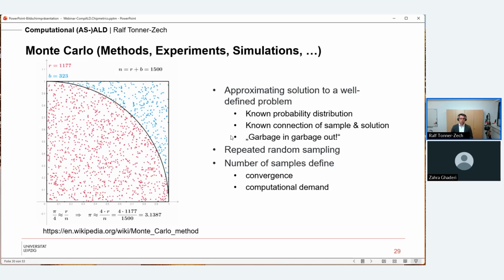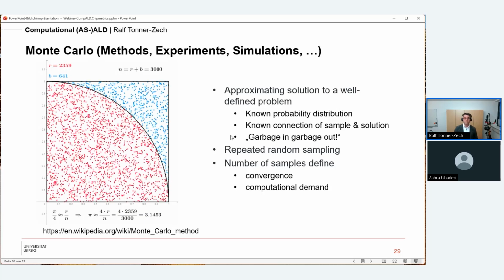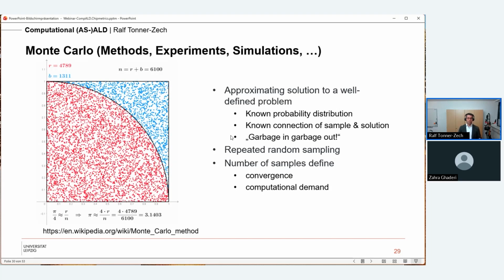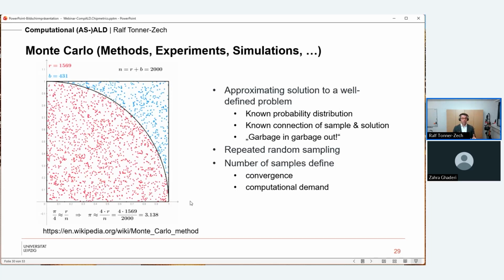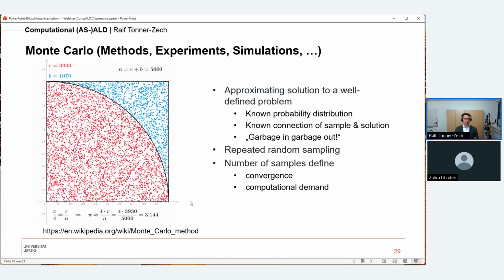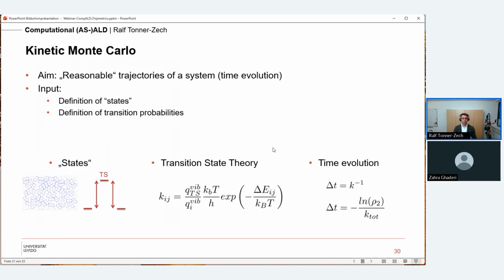Okay, another class of methods which is important for ALD modeling is so-called Monte Carlo methods. Monte Carlo is a family of methods which relies on some sort of random numbers. And you see here an example from Wikipedia which tries to visualize that you can use random sampling to essentially approximate an analytical function. So this is well known, that we can use random sampling to approach an analytical problem. And we can use this, for example, in ALD modeling by using so-called kinetic Monte Carlo approaches.